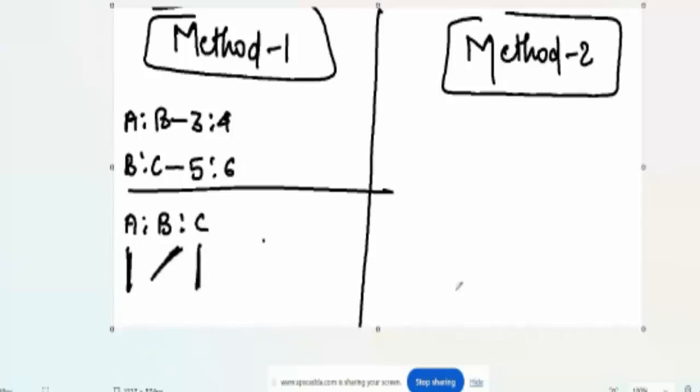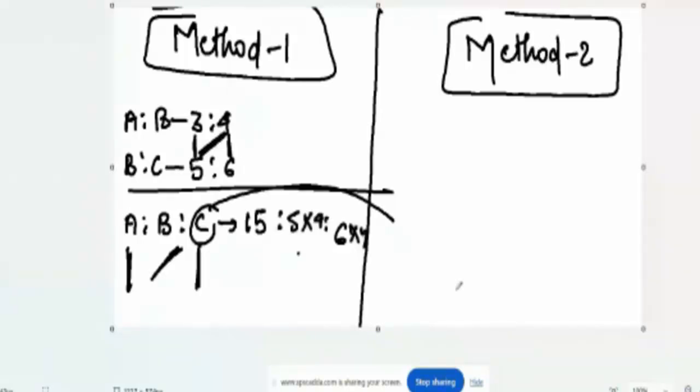Straight for the first digit, which means 5 into 3, 15. Straight for the last digit, which means C. For C, we have to multiply 6 into 4. For B, we have to multiply this cross, which means 5 into 4. What do we have as the final ratio? 15, ratio 20, ratio 24. This is our final ratio.